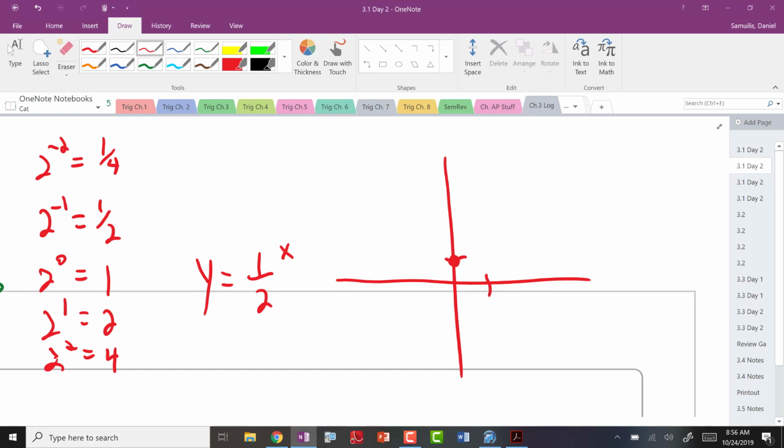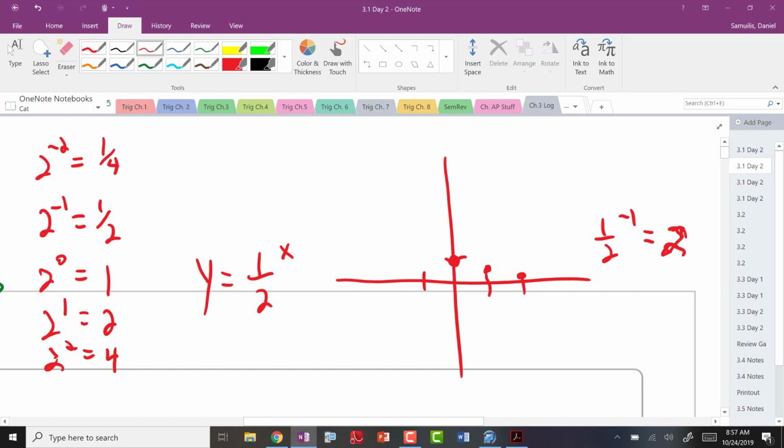What happens when I plug in 1, class? I get half. What happens when I plug in 2? I get what? 1/4. Let's go over here. I'll write this one down. What happens when I plug in -1?